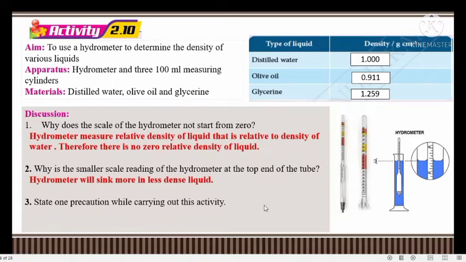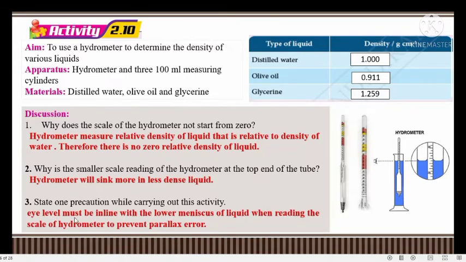State one precaution while carrying out this activity. Eye level must be in line with the lower meniscus of the liquid when reading the scale of the hydrometer to prevent parallax error. Or you can just write as eye level is perpendicular to the scale of the hydrometer, to prevent parallax error.